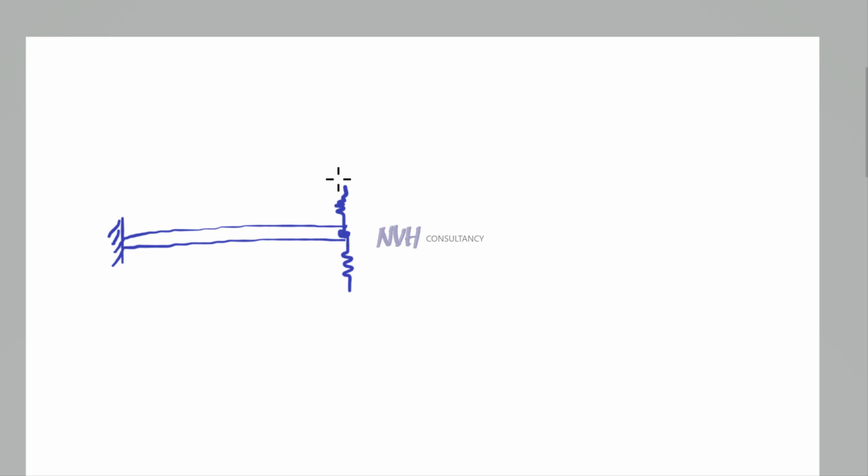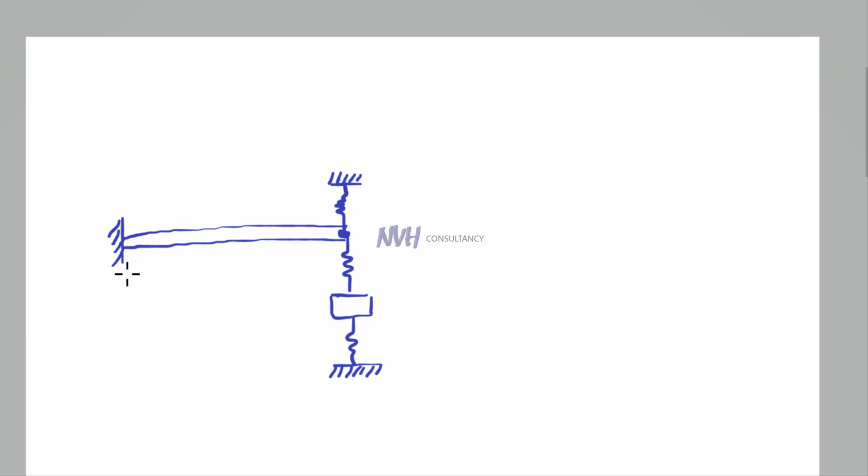The top spring is again connected to a rigid surface. The bottom spring is connected to a mass and then again connected to another spring. So this is the third spring which is connected to a rigid surface. So this is the problem.